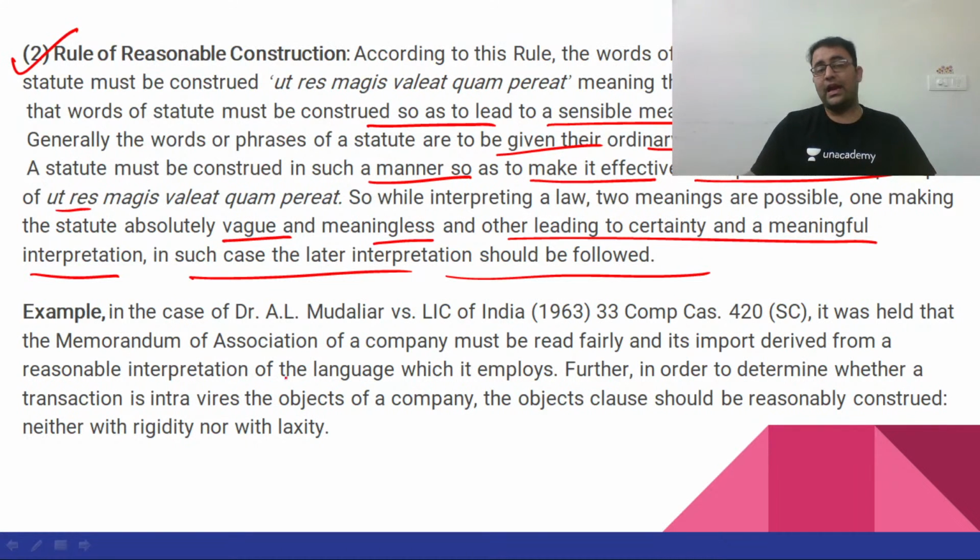Now, an example in the case of Dr. A.L. Mudaliar versus LIC 1963, it was held that the memorandum of association of a company must be read fairly and its import derived from a reasonable interpretation of the language which it employs. Further, in order to determine whether a transaction is intra vires the objects of the company, the object clause should be read reasonably construed, neither with rigidity nor with laxity.